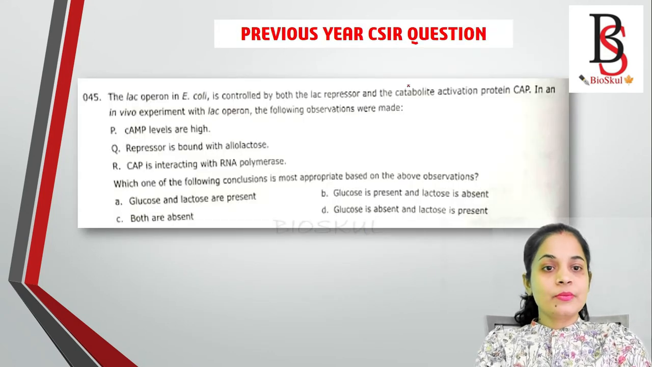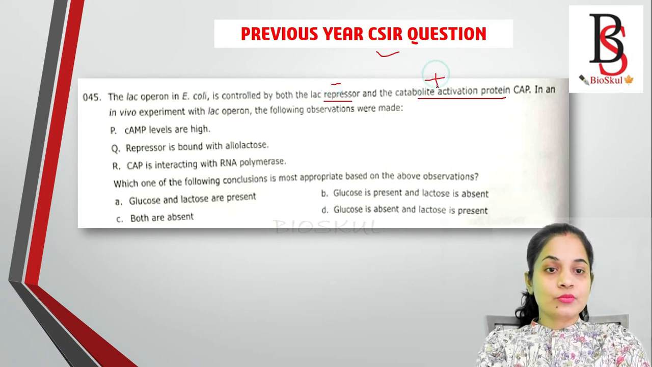Now we'll see a previous year CSIR question. The Lac Operon in E. coli is controlled by both Lac repressor and Catabolite activation protein, the CAP. Lac repressor negatively regulates, and Catabolite activation protein positively regulates the Lac Operon. In an in vivo experiment with Lac Operon, the following observations were made.